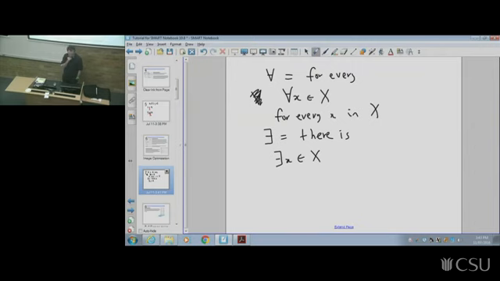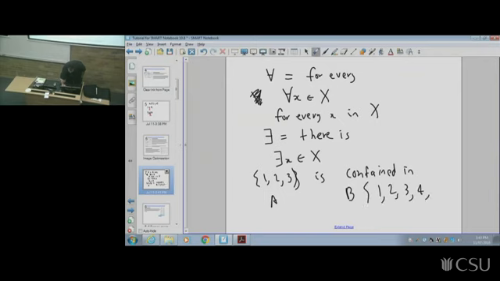So let's just try and make it a bit more concrete. I might want to say that 1, 2, 3, A is contained in B. So 1, 2, 3, 4, 5, 6. So we've got 2 sets. So I just want to talk about set containment. This is my next sort of thing I want to do.